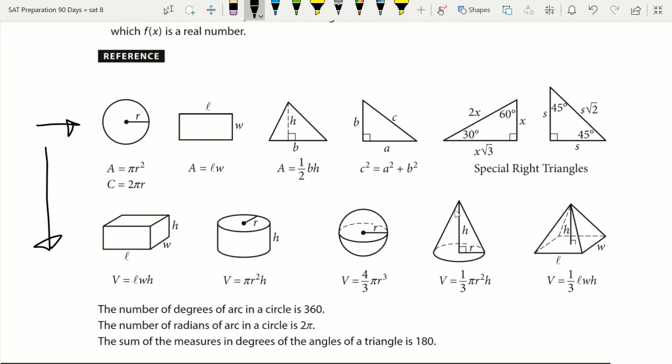So first thing we're dealing with is circles. We know the area of a circle is going to be pi times our radius squared. We see we have our radius right there. Now we know the circumference of a circle is going to be 2 times pi times our radius, which we know is equal to pi times our diameter.